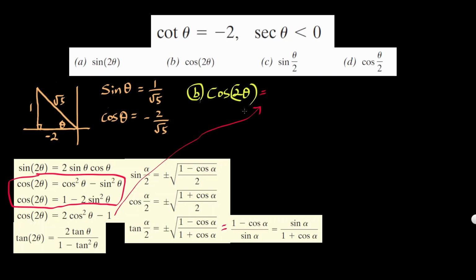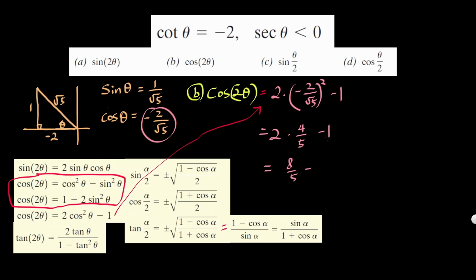So cosine 2 theta is going to be 2 times cosine theta squared minus 1. Well, cosine theta is -2 over square root of 5, the whole thing squared, minus 1. It's positive, so it's 2 times 4 over 5 minus 1. That's 8 over 5 minus 1, which is going to be 3 over 5. So that's the cosine 2 theta. Let's move on to C.